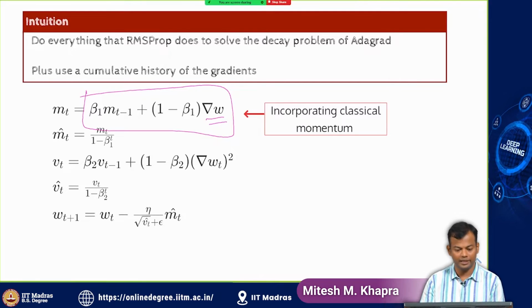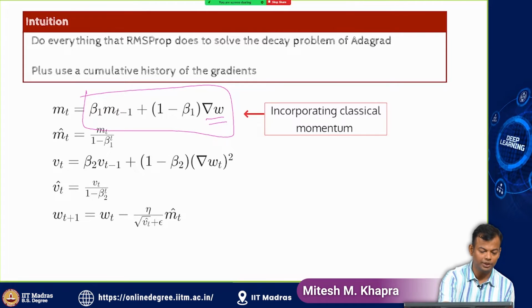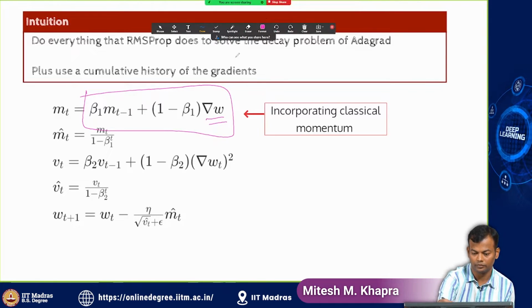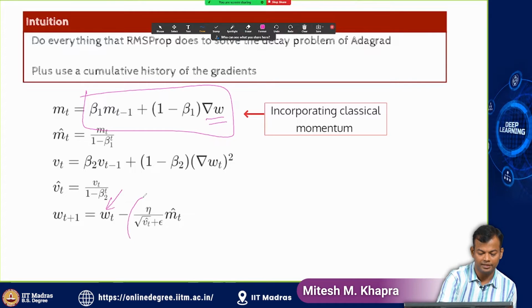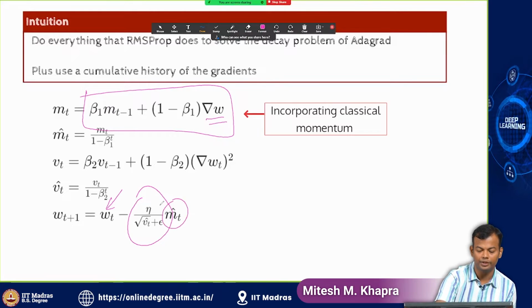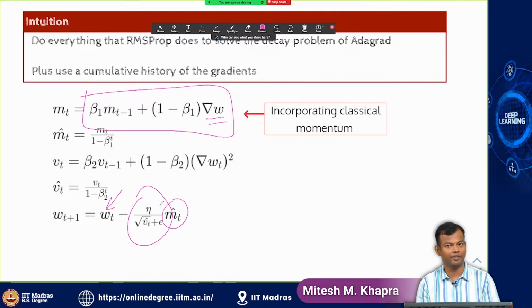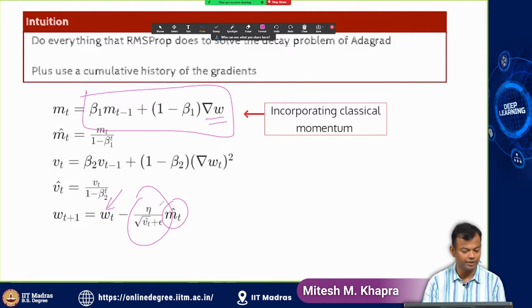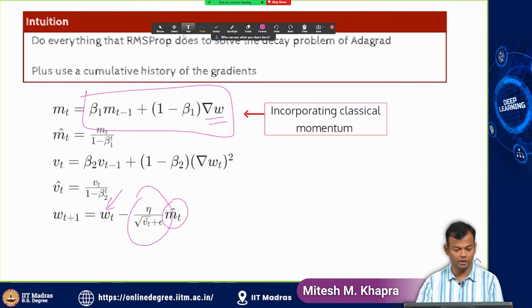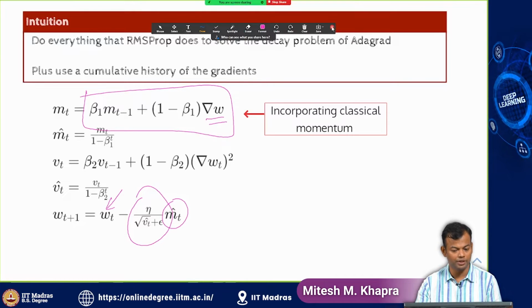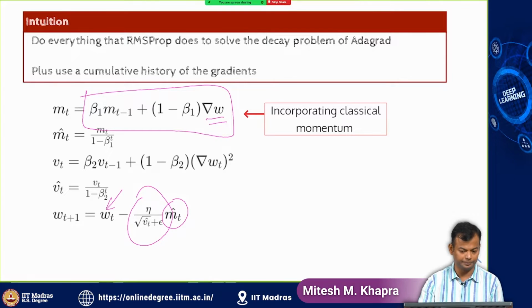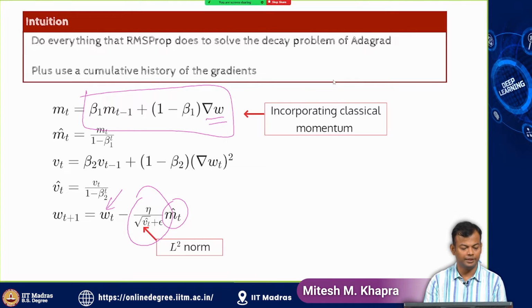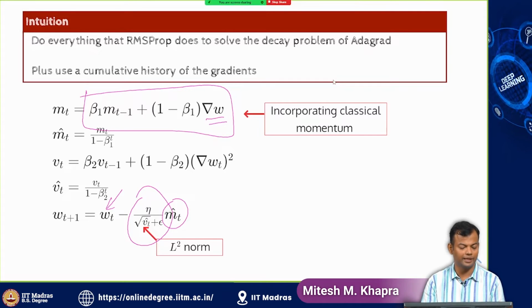And then your update is Wt minus the effective learning rate into this moving average, right? As you have in momentum, which is the exponentially weighted average, right? So this is what the update equations for ADAM look like. And here this is looking at the L2 norm.